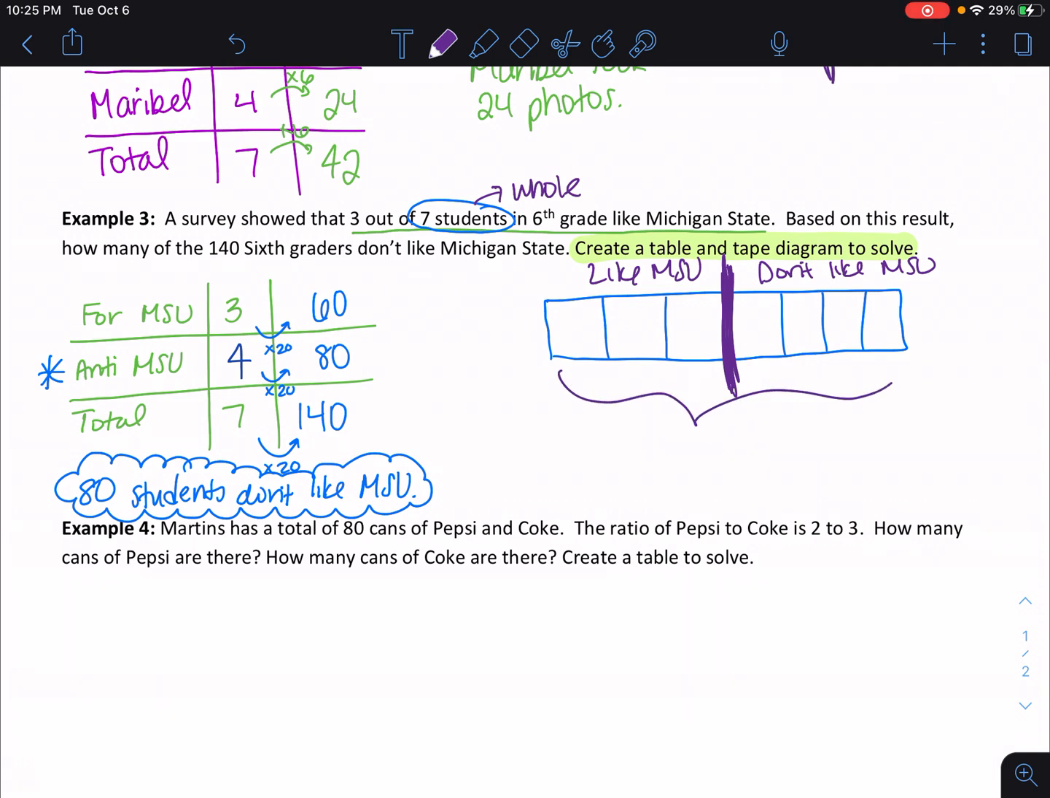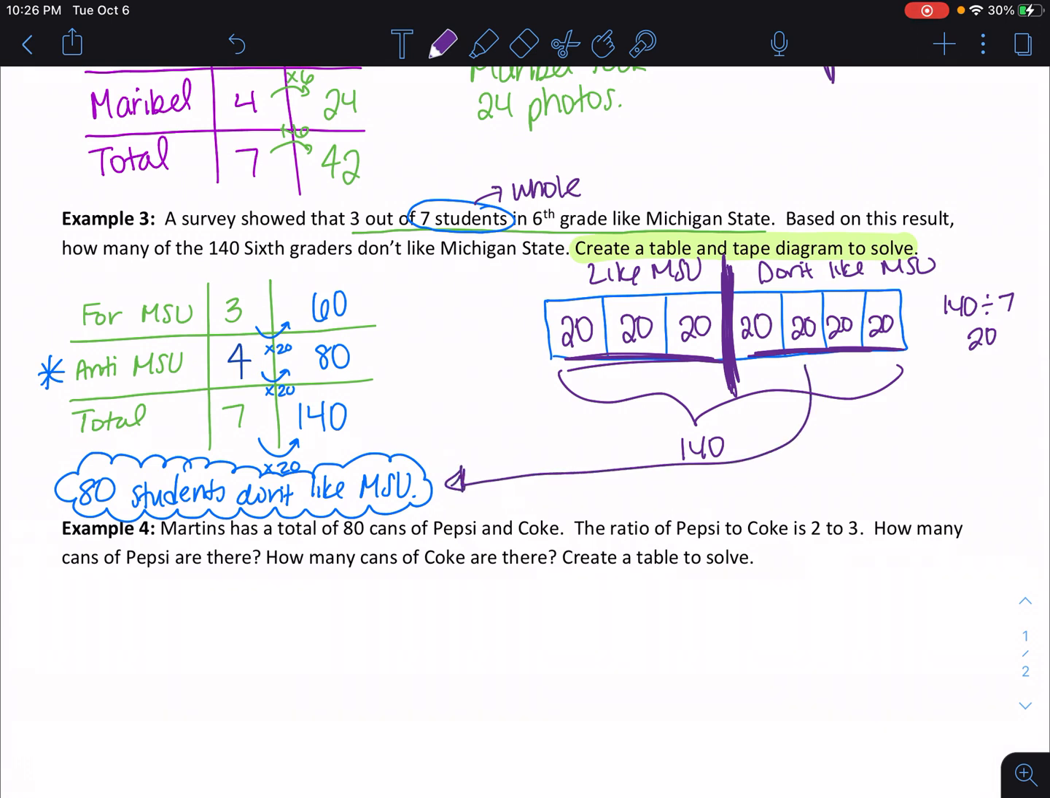And I've got 140 total students. That puts 20 students in each box after I divide. 140 divided by 7 is 20. And I've got 60 students here. So this side is 60 students that like Michigan State, and then here are my 80 students that don't like Michigan State. Okay, so I got the same answer whether I use the tape diagram or the table.